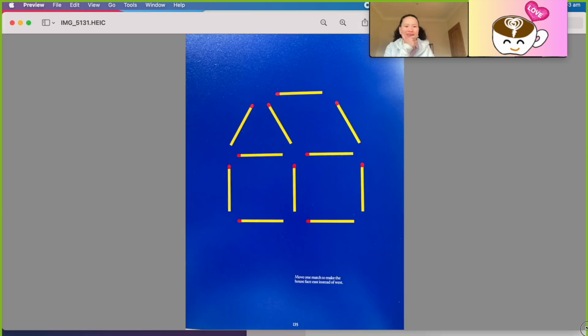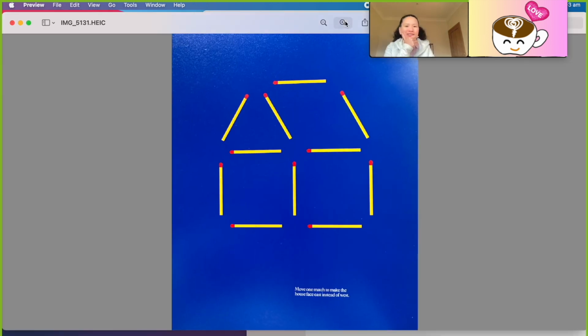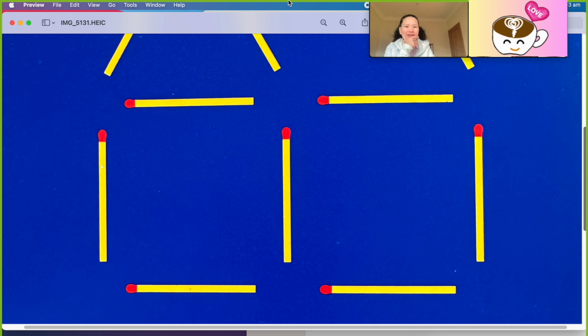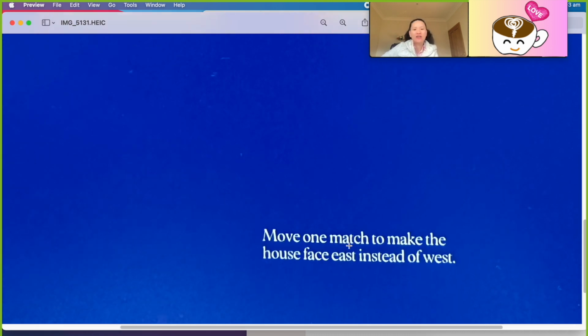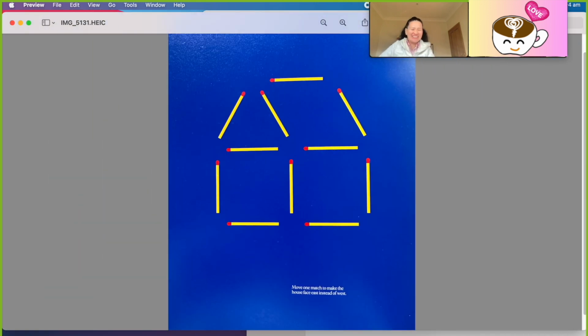Done. Okay, can you read the question please? Oh, what they want you to do. Okay, let's see. From here, you move one match to make the house face east that way, not west. I think you know how to do it. Which one are you going to move? Now you can see that the house faces the west, but you want to change it and make it face east.